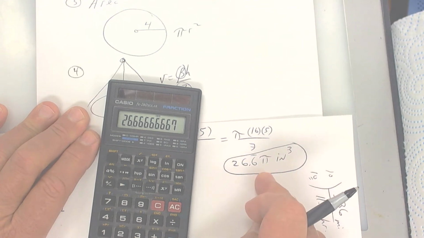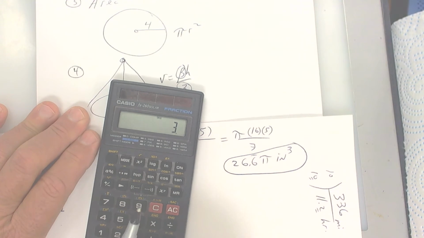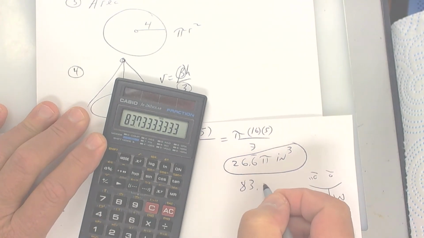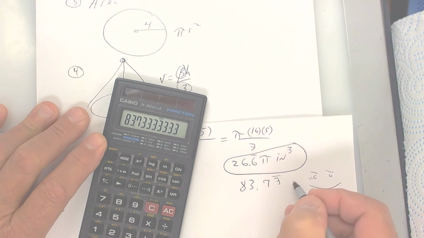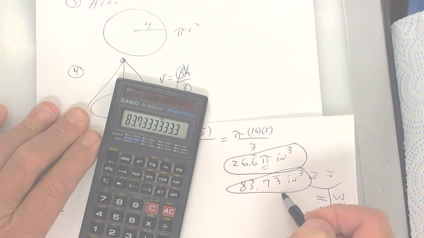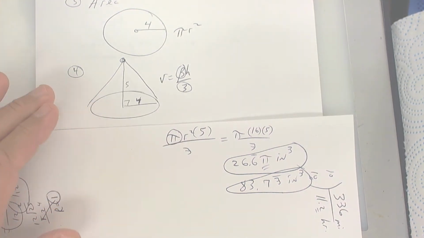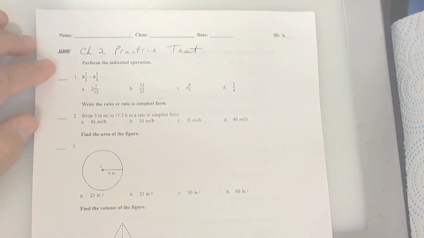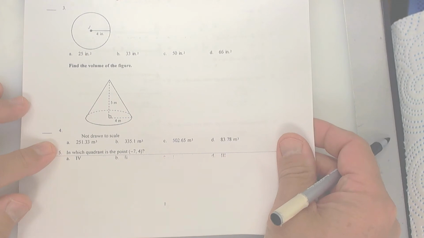If you want to figure it all out completely, times 3.14, and I get 83.7 with the 3 repeating cubic inches. Okay, so this is with pi, this is without. Make sure you understand both. All right, let's talk about your practice test. You will have your own copy today. We already did the first 4 on the bell work.